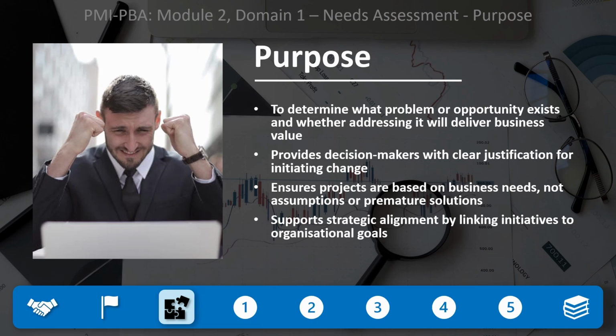These examples show why the needs assessment process protects organizations from jumping to conclusions. It ensures that projects are initiated for the right reasons, anchored in strategic alignment, measurable value, and stakeholder needs. By carefully clarifying the business need up front, business analysts help leaders invest resources wisely, focus on opportunities that matter most, and avoid wasting effort on initiatives that would never deliver the intended value.